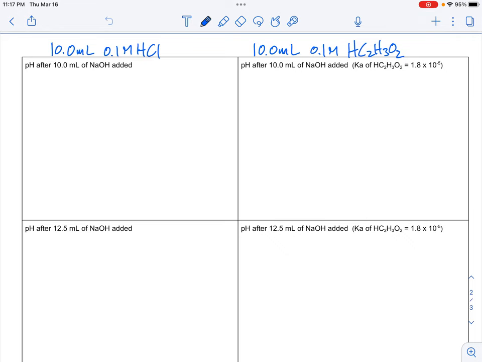Something to recognize on the left-hand side here is that we have 10 milliliters of our base, which is also 0.1 molar, and 10 milliliters of our acid, also 0.1 molar. So if our molarity and our volume is the same, the moles of NaOH, a strong base, and our moles of our strong acid are the same. And if you remember, as far as our reaction, we always think about a neutralization first. So here's our neutralization.